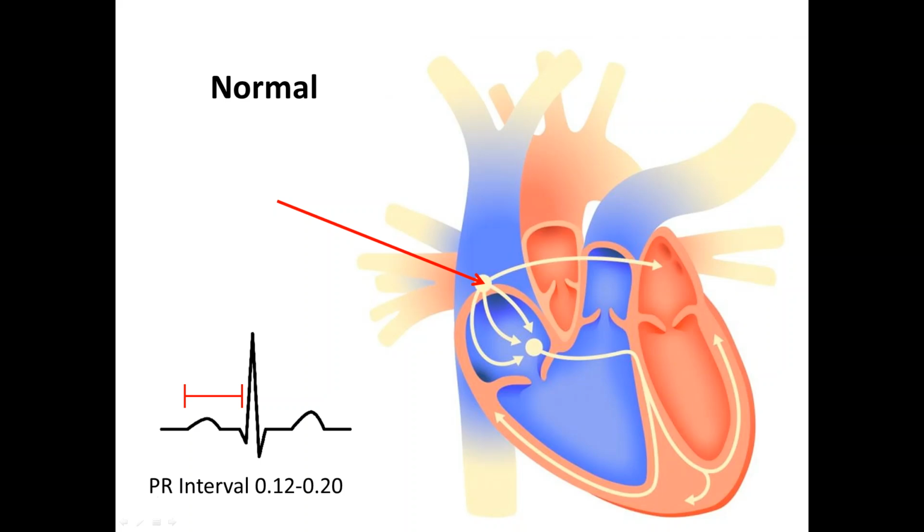During a normal sinus rhythm, electrical impulses are initiated by the SA node. These impulses move through the atria, pause at the AV node, and then continue through to the ventricles. This pause at the AV node creates a PR interval of 0.12 to 0.20.